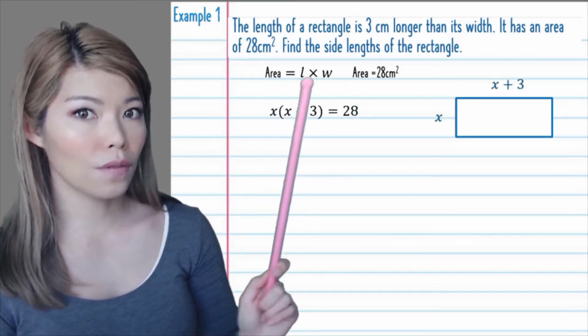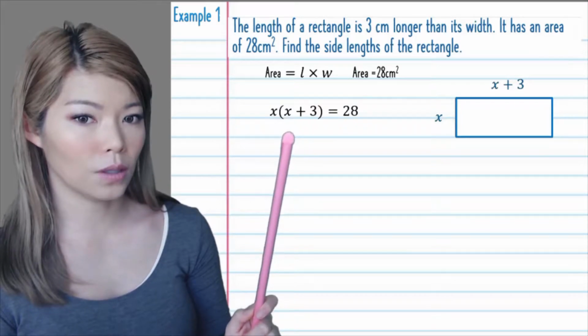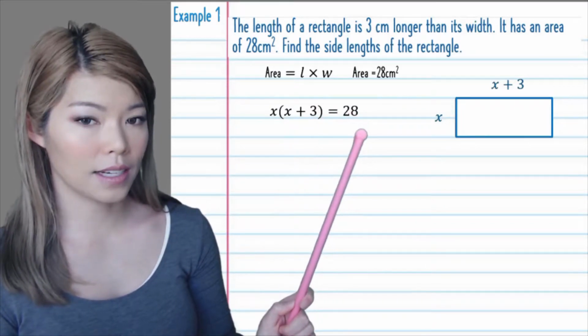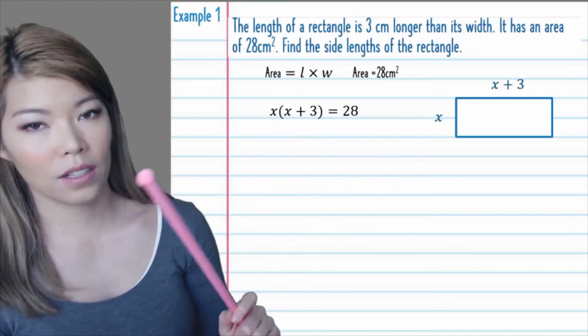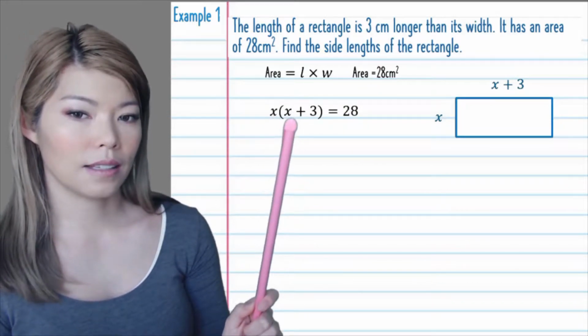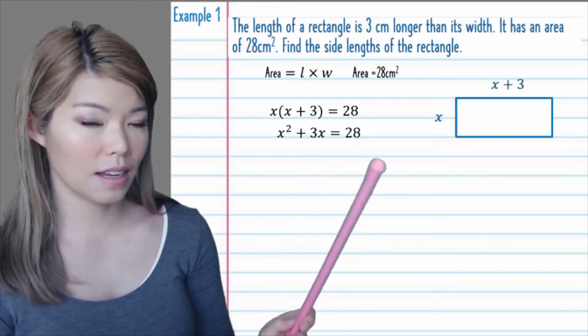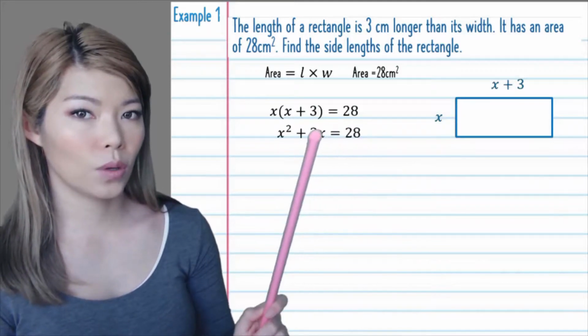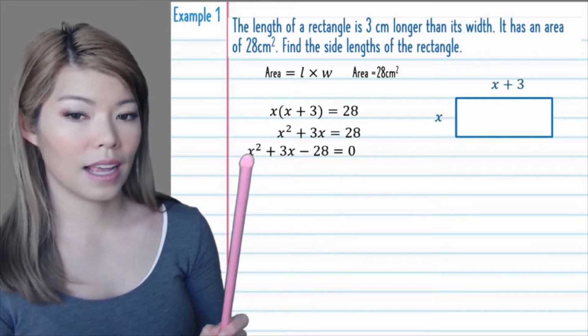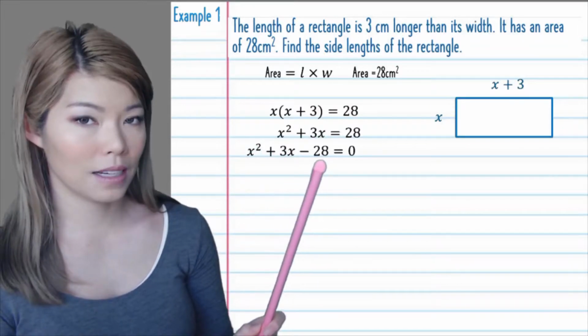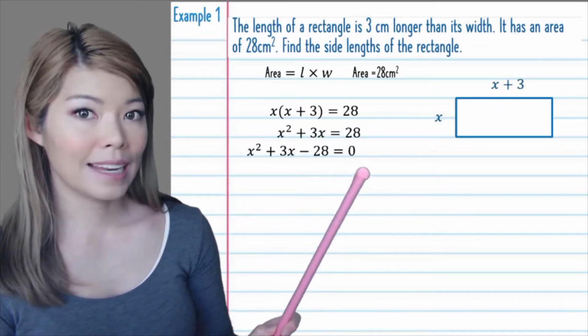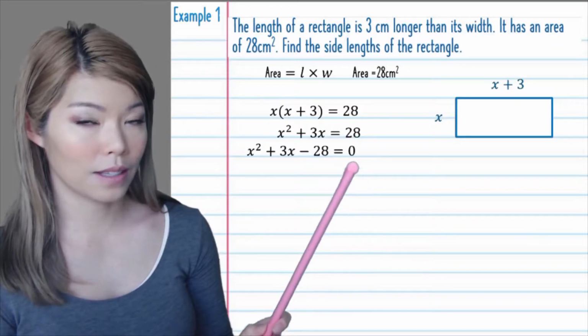Now to solve for this, I have to use the null factor law and I have to have a 0 on one side. So I'm going to expand and move everything to the left. So x times x is x squared, x times 3 is 3x, and then now we have 28. And then subtracting 28 from both sides, we get x squared plus 3x minus 28 equals 0. Now we can use the null factor law because it's got a 0.